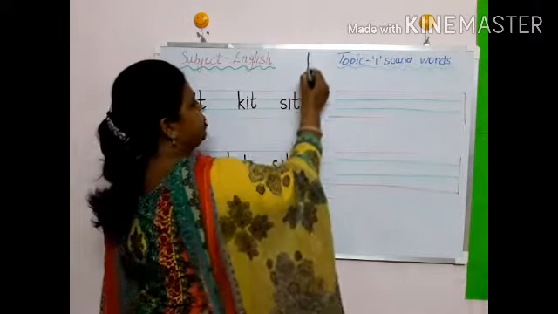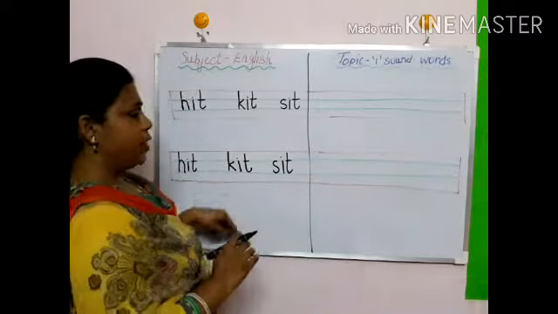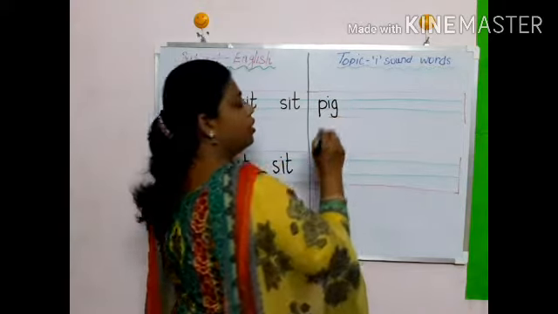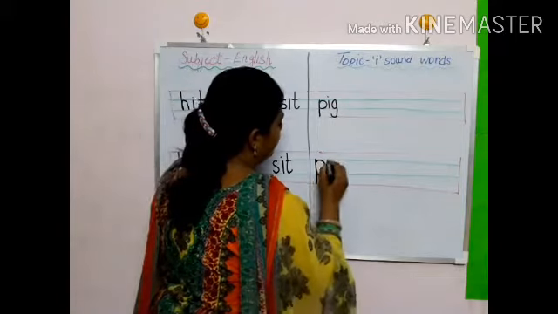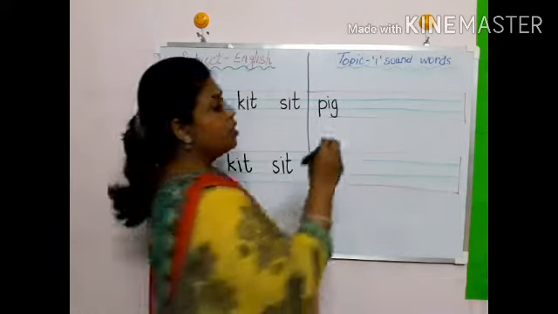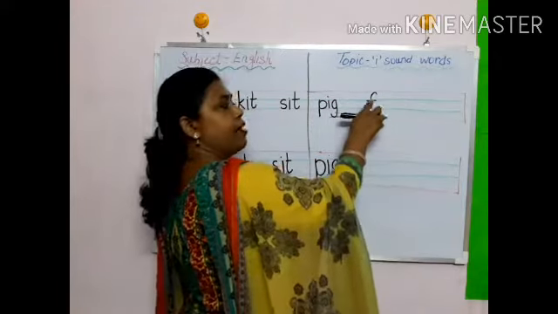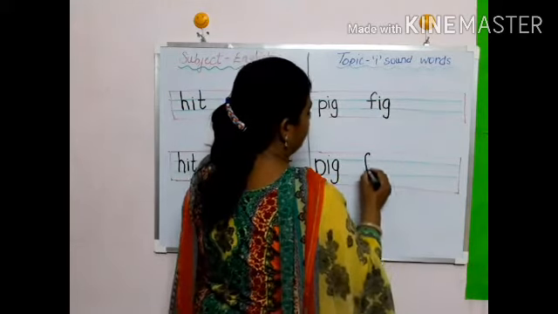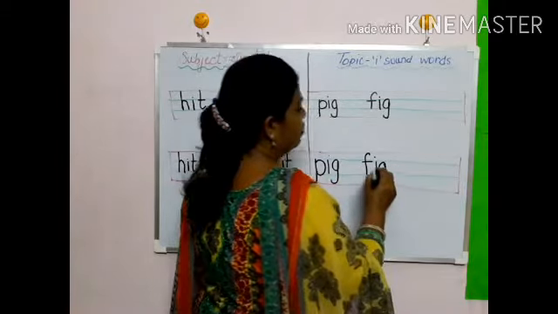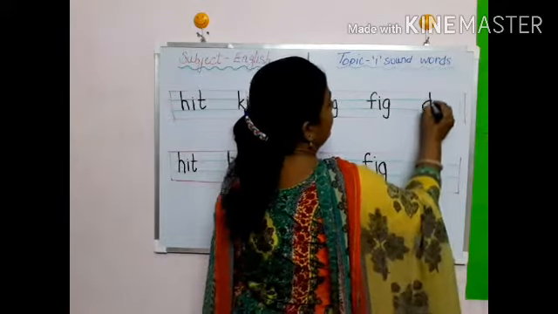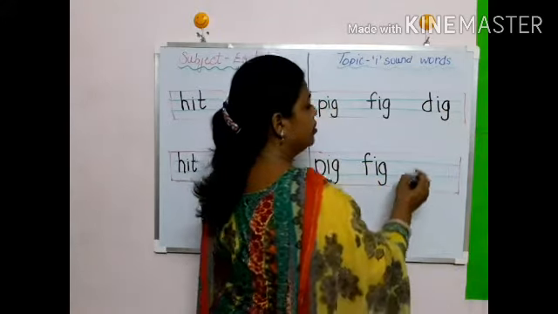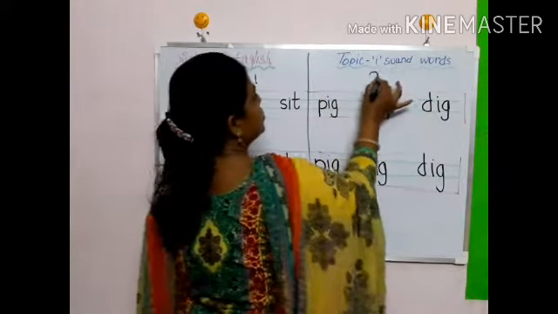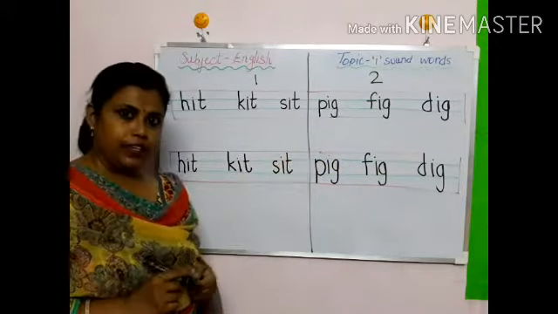You will do this. And next page, this is the next page. One full page. Second page, pig. P-I-G, pig. Next, F. When you write F, you will touch the upper right line. F-I-G, fig. And then, D-I-G, dig. This is page number 1. This is page number 2. Full page, you will write this.